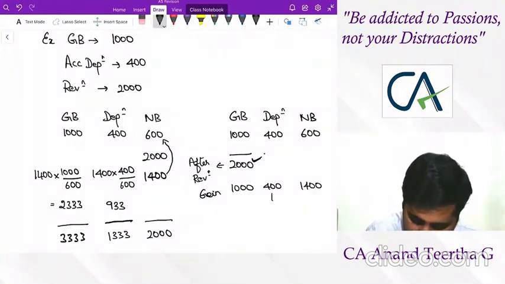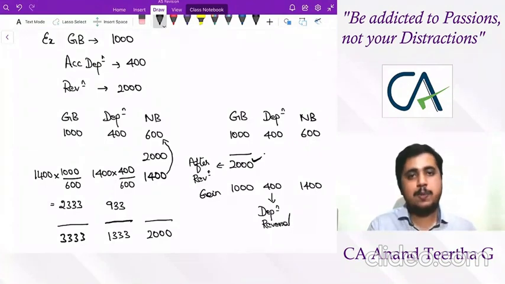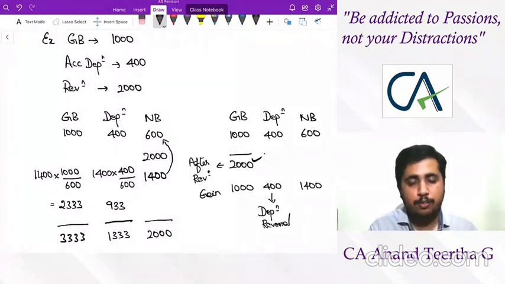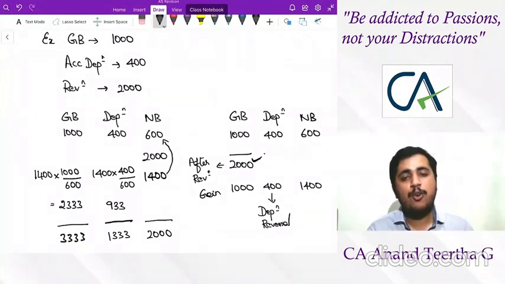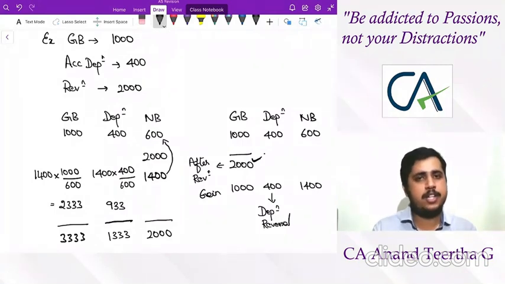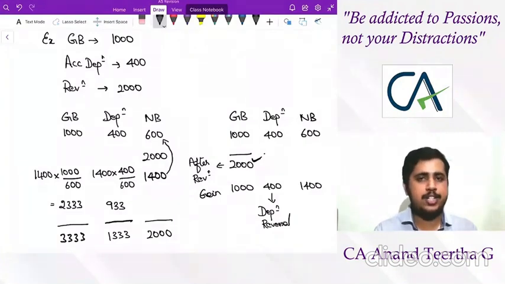What about this 400? This will be the depreciation account reversal. Depreciation is an expense. Expense reversal will lead to income, which means 1400 is the total gain, of which a 1000 gain is recognized through the asset account. A 400 gain is recognized through reversal of the depreciation reserve account or accumulated depreciation account. So that's how the second mode of amount calculation is done.